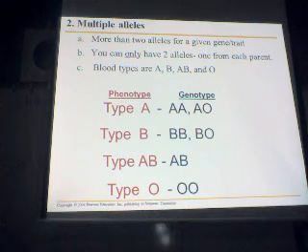Other complex inheritance patterns, we can have multiple alleles. With multiple alleles, there's more than 2 alleles for a given genetic trait. You can only have 2 alleles, one from your mom, one from your dad, but there might be more forms out there. A good example is blood types. For blood types, we have type A, type B, type AB, and type O. To look at how these form, we'll look at our next slide.